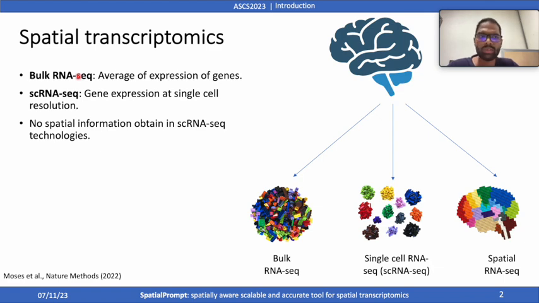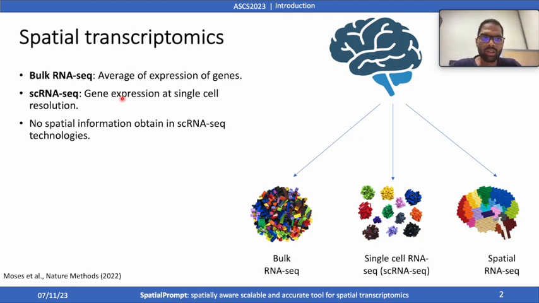To overcome this challenge, there is the single cell RNA-seq technique, where we isolate each cell and then sequence whatever genes are present in that single cell. On the downside, we can't actually know where this single cell or the cell types come from. So there is no spatial information in the single cell RNA-seq technique.